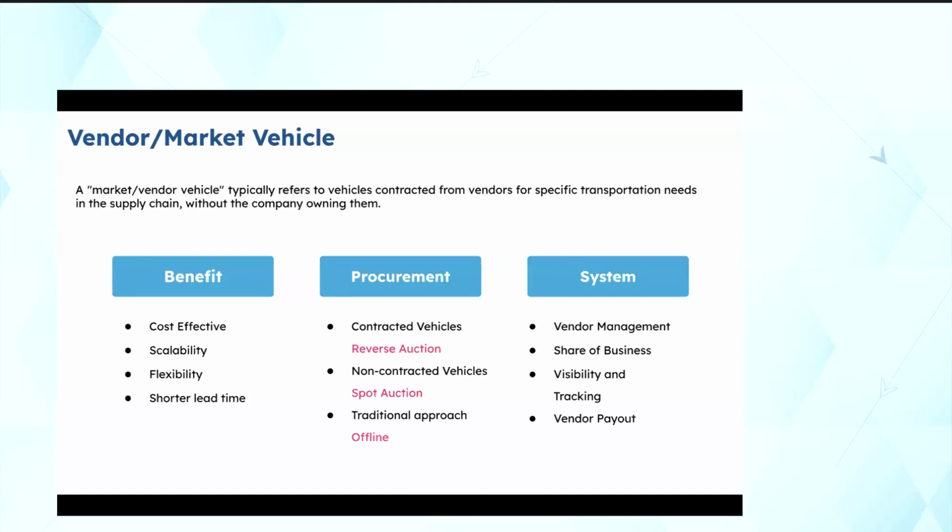Then we have non-contracted vehicles, right? In non-contracted vehicles, the manufacturing unit doesn't have any contract with the vendors, but they want to procure a vehicle. So for that we have a spot auction as a functionality, right? Wherein they can, spontaneously, on the spot, when they have received a demand, to meet that demand, they need a vehicle to fulfill their logistics needs, right? For that we have a spot auction. Through that spot auction, they will be able to procure the vehicle in a much shorter lead time.